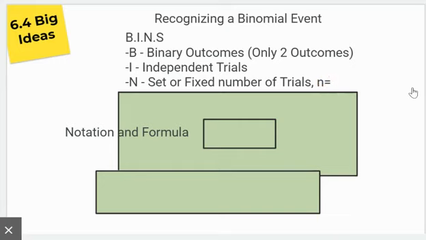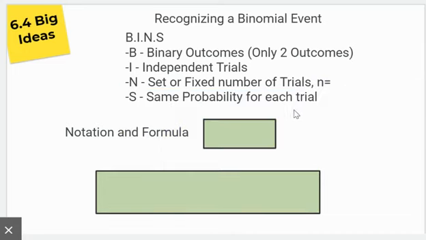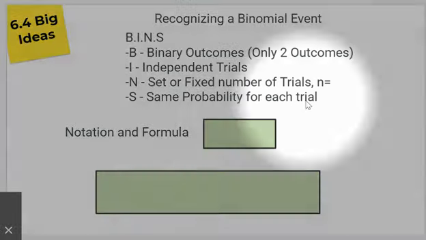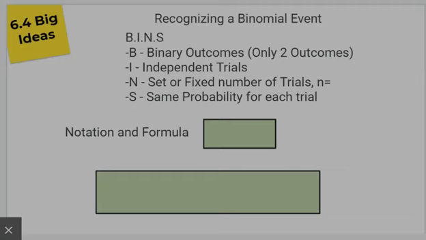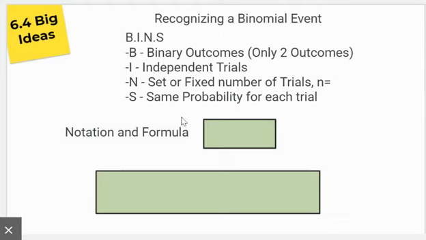And then finally, we get to the S. And the S stands for successes having the same probability for each trial. And really, this could say trial or it could say success. So the S stands for the same probability. I and S go together. If they are independent trials, then we know that the probability is going to stay the same. So the probability of a success does not change. It stays the same from trial to trial.